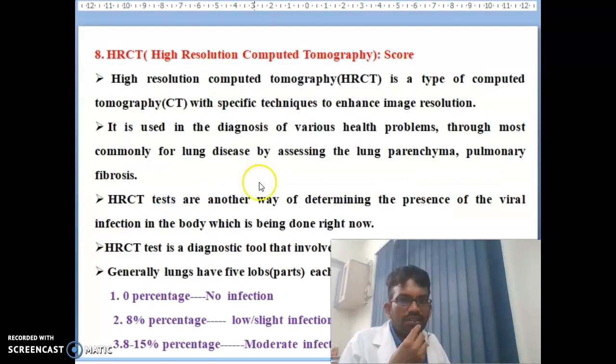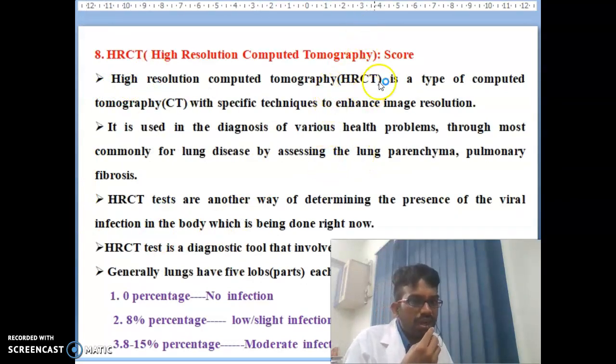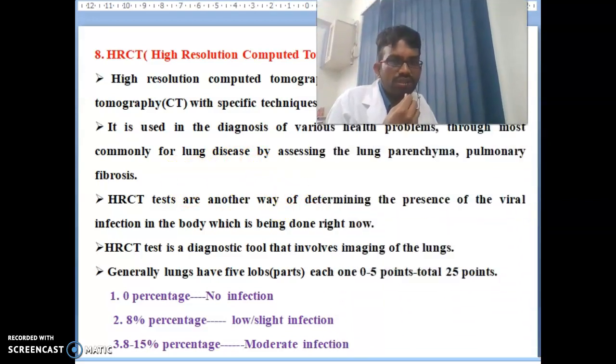The next test is the HRCT, which is also very important. High resolution computed tomography score shows how much your lungs are affected. It is used as a non-laboratory diagnostic test for various health problems, commonly lung disease, by assessing lung involvement or pulmonary fibrosis. If you have lung fibrosis, you can find out from here how much your lungs are affected and how much they are damaged.